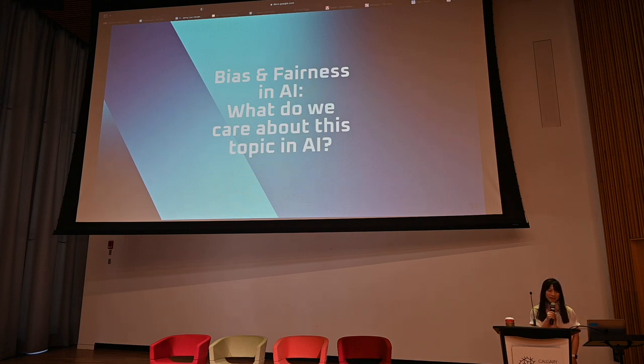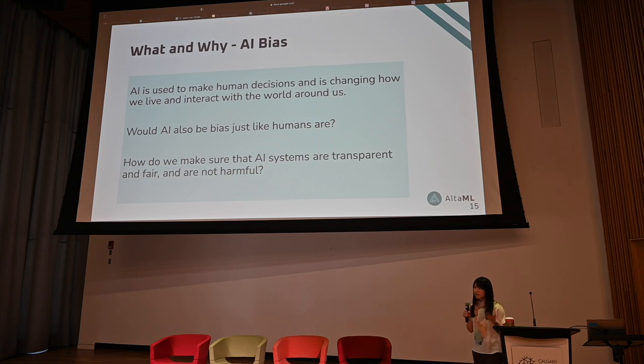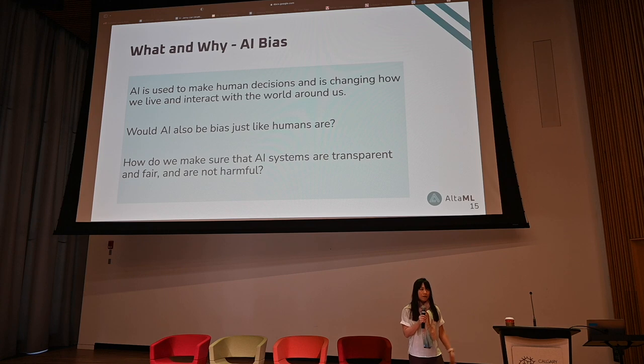And why are we talking about this? Why do we care about this in AI? So here's a problem. AI systems, we are starting to use them to make decisions. We are using AI systems to change people's lives, to make human decisions. We decide if we want to hire this person or not. We decide if we should give this person a mortgage or not. What if your AI system is not fair? What happens if you have an AI system that's telling you things that are biased? So that's why we're talking about the topic today.